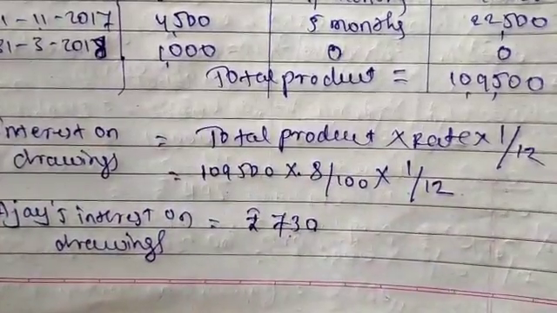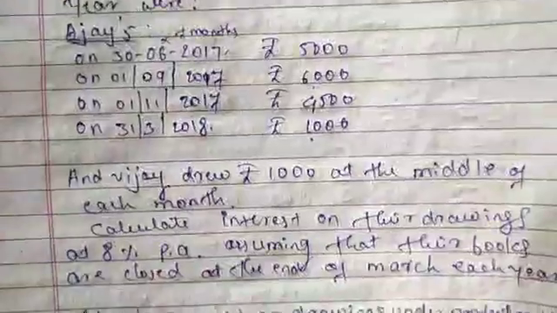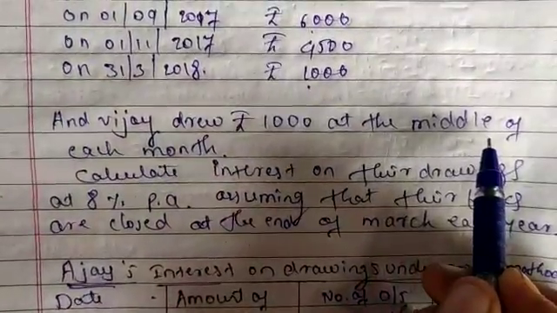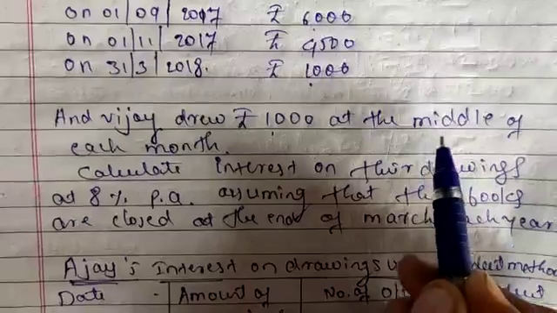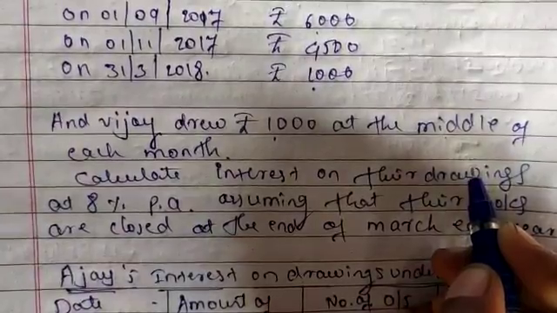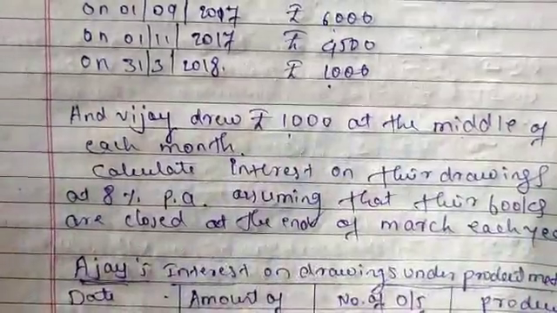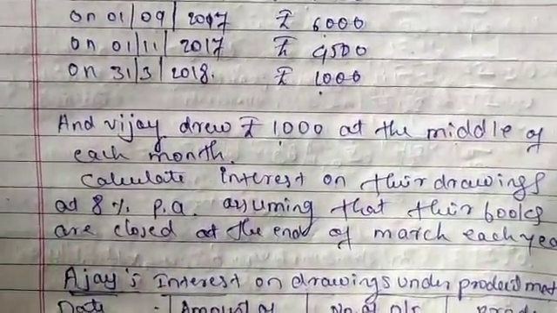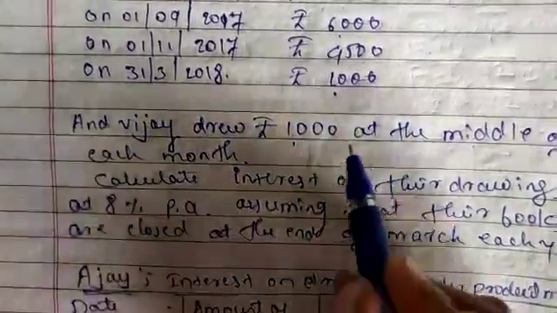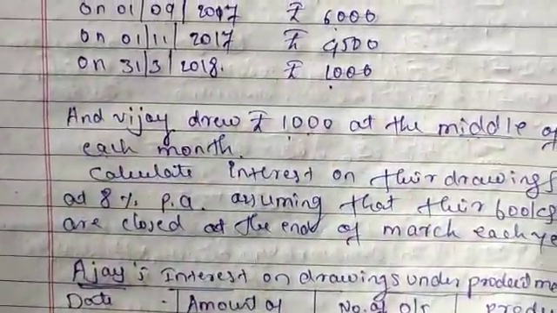Next we have to calculate Vijay's interest on drawings. That is how they gave the information. Vijay withdrew rupees 1,000 at the middle of each month. 1,000 is a uniform amount and uniform time here. Middle of each month is given. That's why you are using the average period method. In this problem you are taking two methods, that is the product method for Ajay's interest on drawings and the average period method for Vijay's interest on drawings, because they gave uniform amount and uniform time.